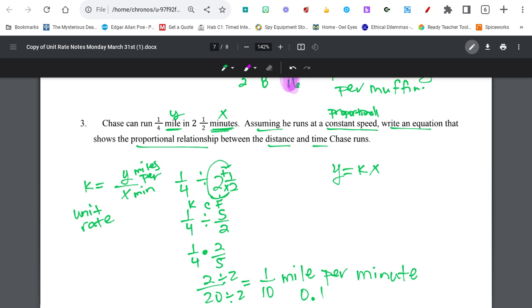As a decimal it is 0.1, okay? But now you can just write this as 1/10 x, or you can write this as 0.1 x because that's 1/10 too. And that's your equation because you're just replacing k with your unit rate, and that's my unit rate either as a fraction or a decimal, okay?